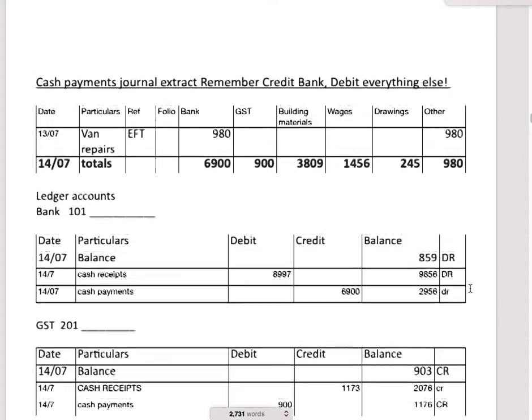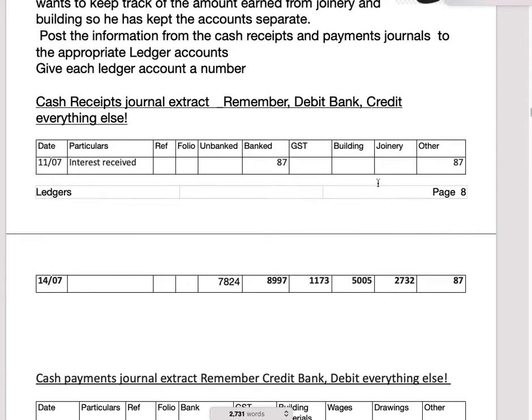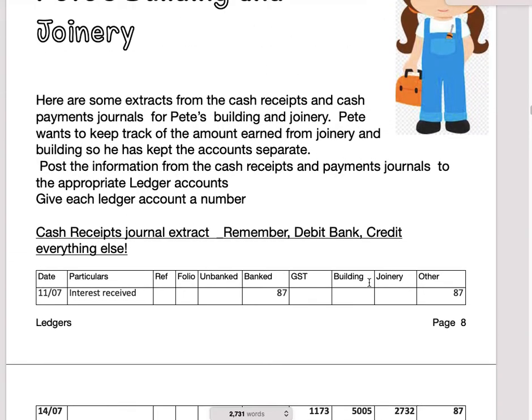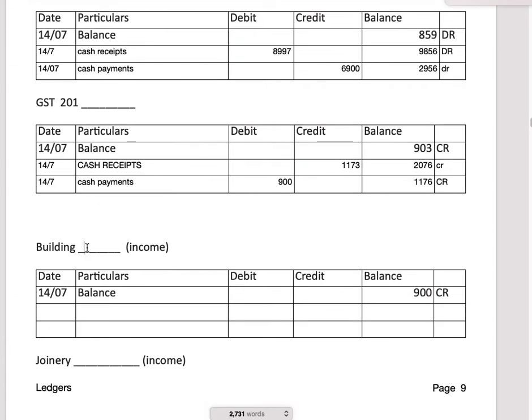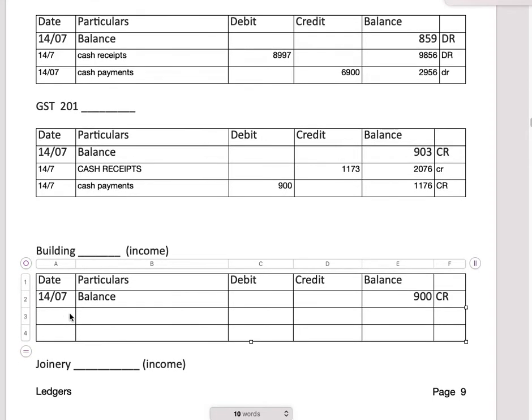For the rest of them, you just go through and work out where to put them. So I'll do the building one. We've got building here. We've got a total. This is the money that he gets from building. So if we read the example up here, Pete does building in January. He wants to keep track of the amounts he earns from joinery and building, so he's kept the accounts separate. So these building funds, this is an income account, and we're going to put the information in here. So it's on the 14th of the 7th. We've got money from the cash receipts because that's money that people have given them for their cash receipts. So this is the money from the customers for their building work.